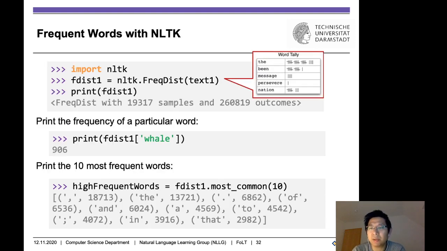For example, we can just invoke the frequency distribution function by giving text1 corpus as the input, and we will get a dictionary with all the words and their frequencies in the text1 corpus. Then if you are interested in the frequency of particular words, you can just specify the words you want to find the frequencies of. And also you can get the top K most frequent words by invoking the most_common function, and you will get the results in a second.